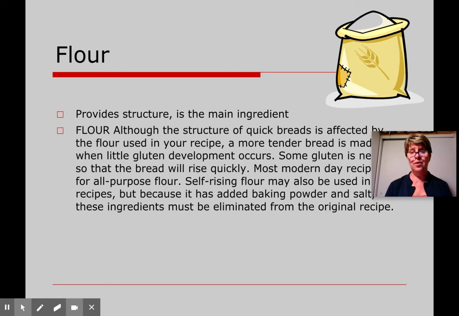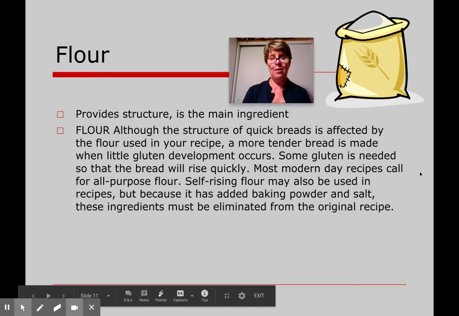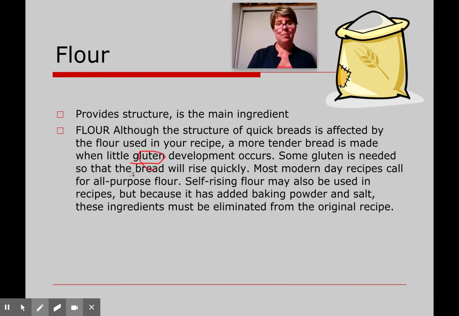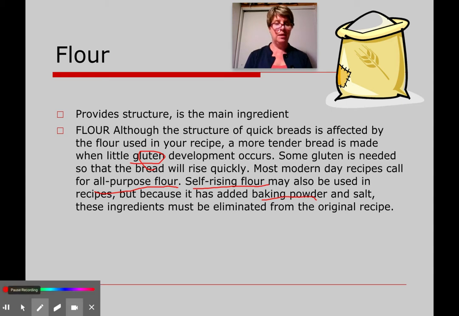So flour, although the structure of quick breads is affected by the flour used in your recipe, a more tender bread is made when little gluten development occurs. Now, gluten is needed so that the bread will rise quickly. Most modern day recipes call for all-purpose flour. Self-rising flour may also be used in recipes, but because it has added baking powder and salt, these ingredients must be eliminated from the original recipe. Okay, so if you're like, can I use that? Yes, you just need to eliminate that from the original recipe.